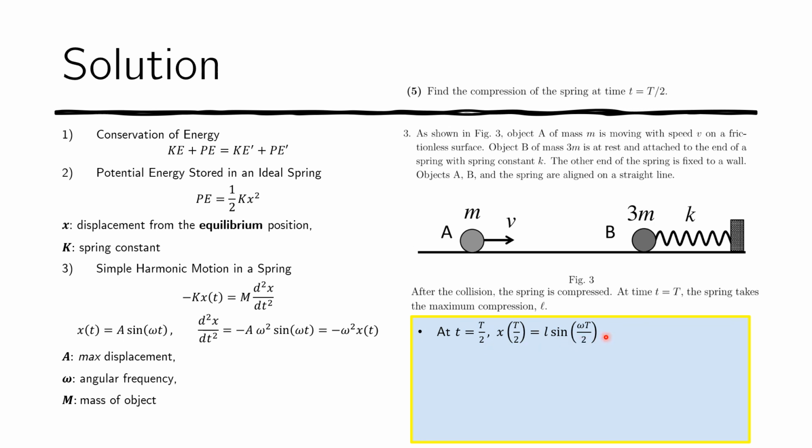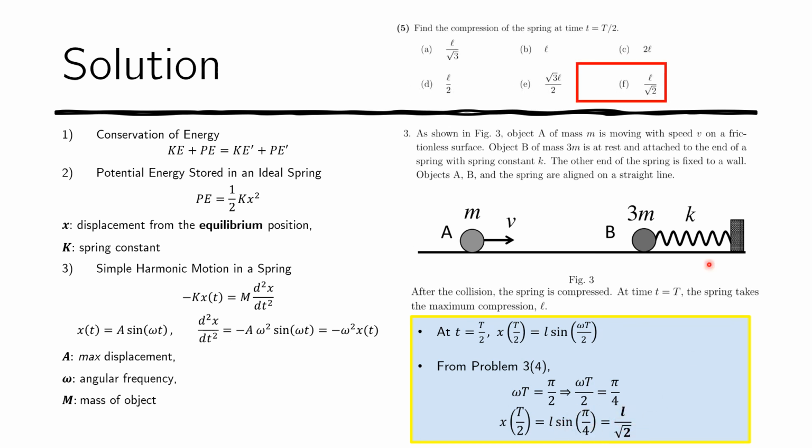And now, the nice thing is we also know what omega T is, right? That is from question 4. So from question 4, we know that omega T is pi over 2. And therefore, omega T over 2 is pi over 4. And so we can replace this whole thing here with pi over 4. So it becomes like this. We know that sine pi over 4 is actually 1 over square root of 2. And so that becomes L times 1 over square root of 2. And that is just this letter F in the choices.